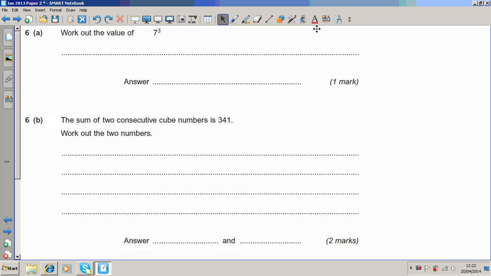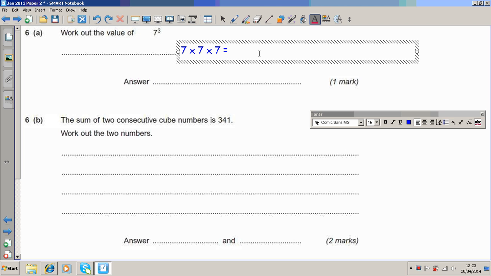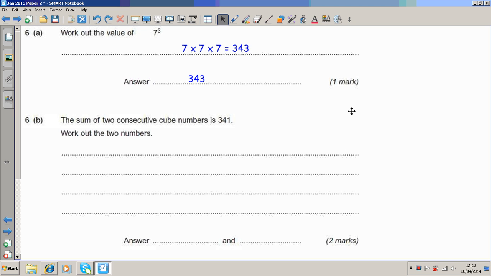Work out the value of 7 cubed on a calculator question? Really? Okay, so 7 cubed is 7 times 7 times 7, which really you should be able to do without a calculator. But I've said you can use a calculator, so you can just type it in and see. You might have a cubed button, or if not, 7 times 7 times 7, and your answer is 343.